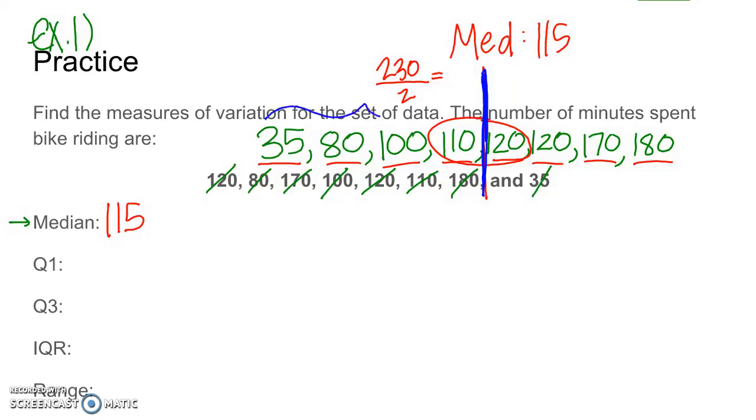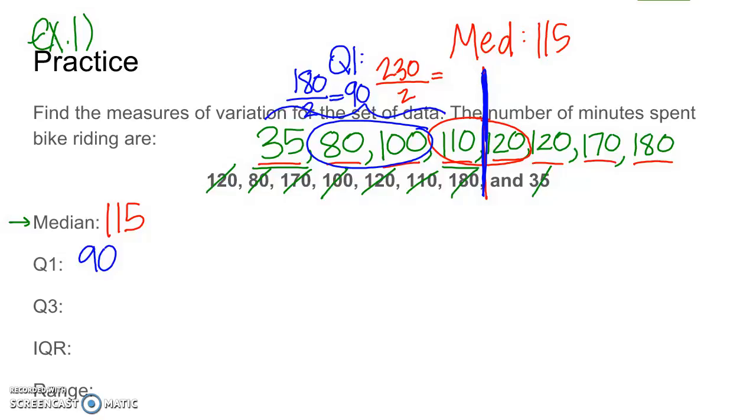So to find Q1, I'm going to find the median of this lower half of the data. So I'm going to be crossing out 35 and 110. And then here, I get 2 numbers in the middle. So just like what I did with the median, when I get 2 numbers in the middle, I add them and divide by 2. So that would be 80 plus 100 is 180. Divided by 2 is 90. So Q1, my first quartile, is 90.